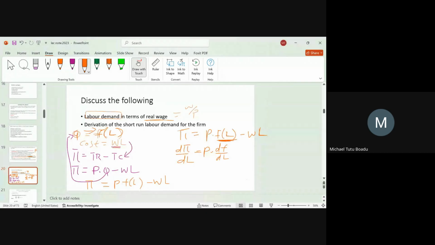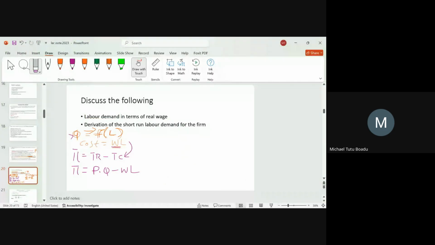If I keep this, or maybe let me keep the Q so that it will make more sense to you. If I use a function, some may be confused. So I'm maintaining the Q instead of replacing it with the F of L.